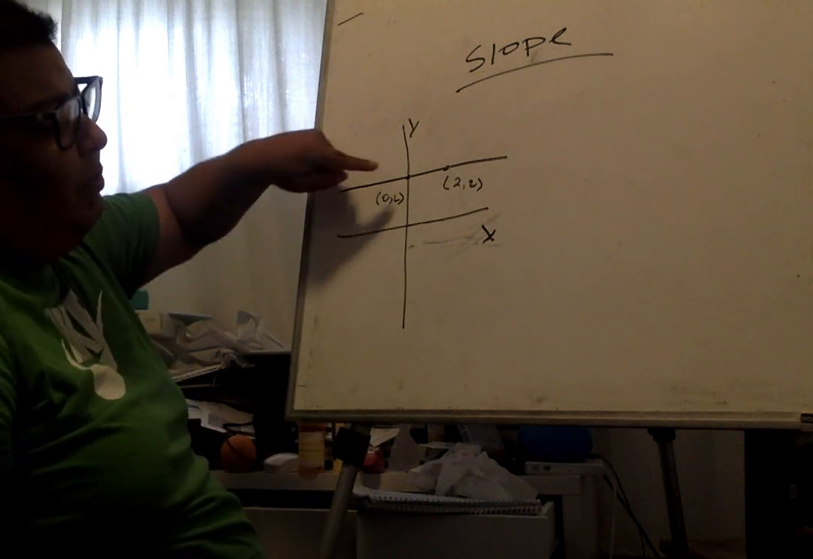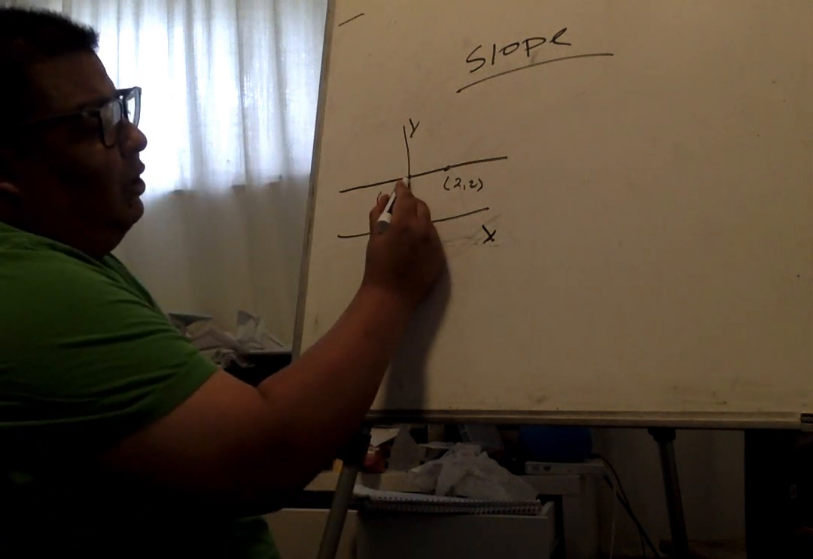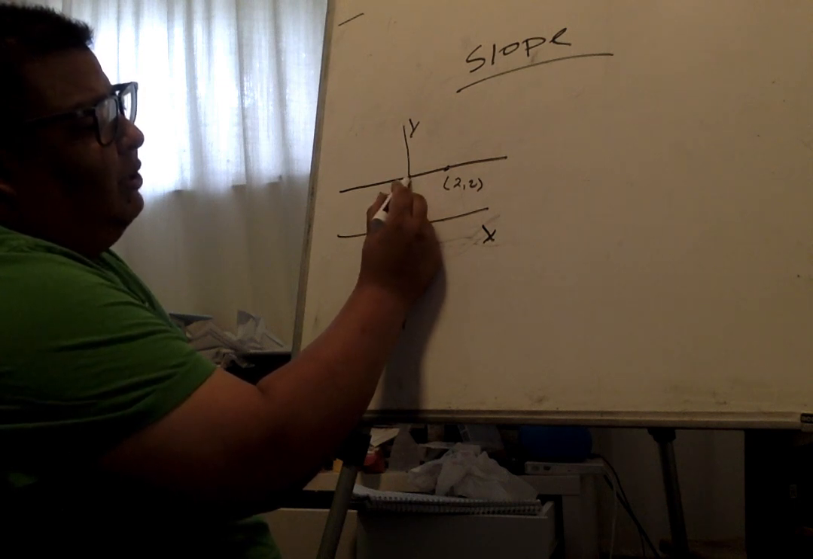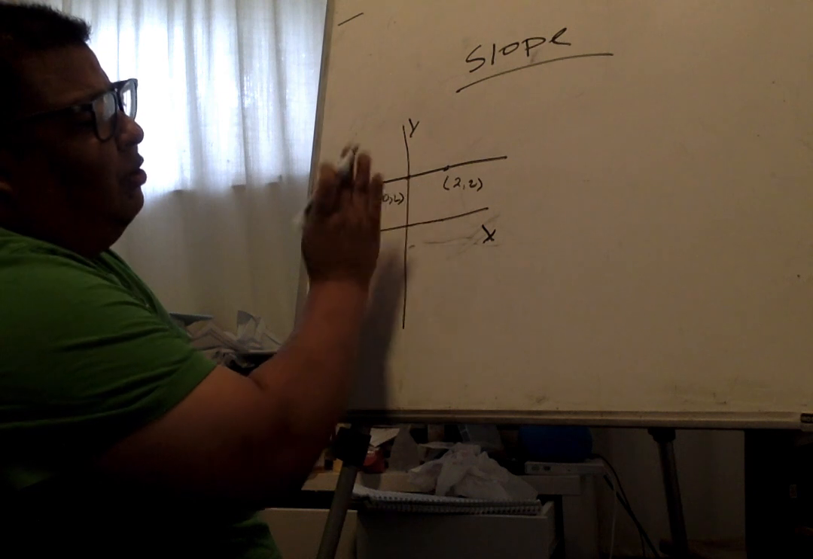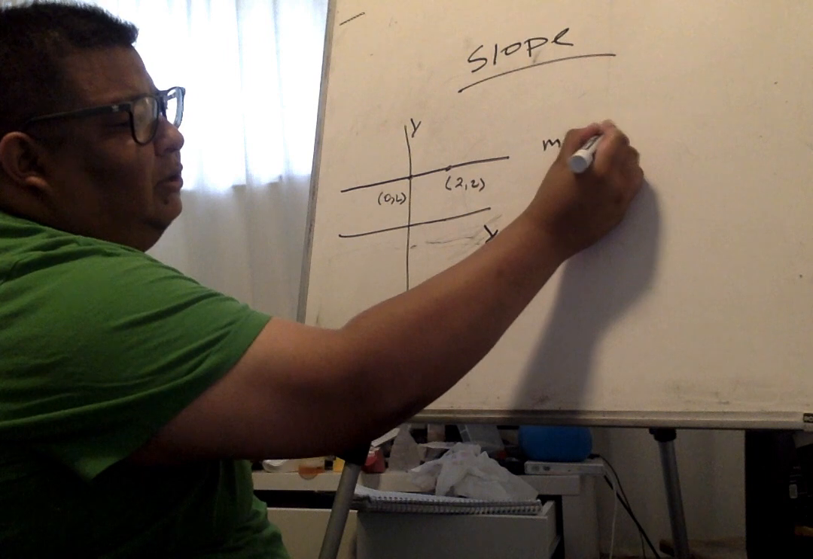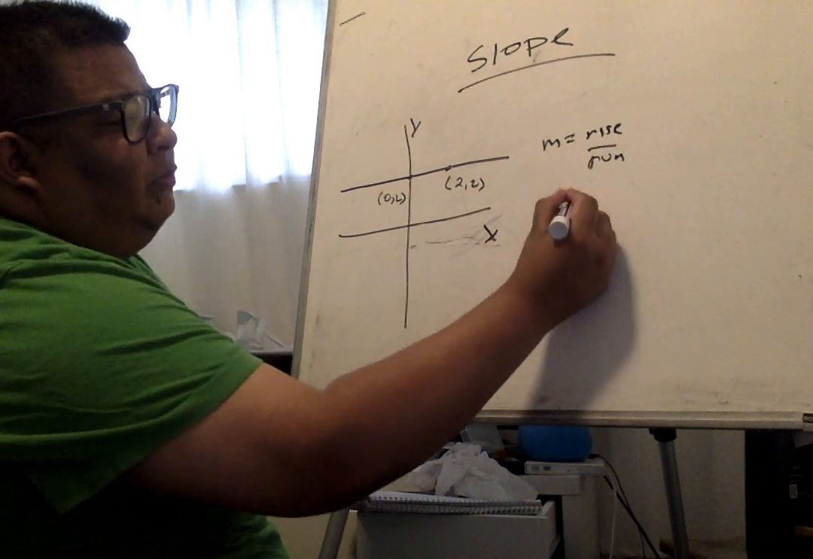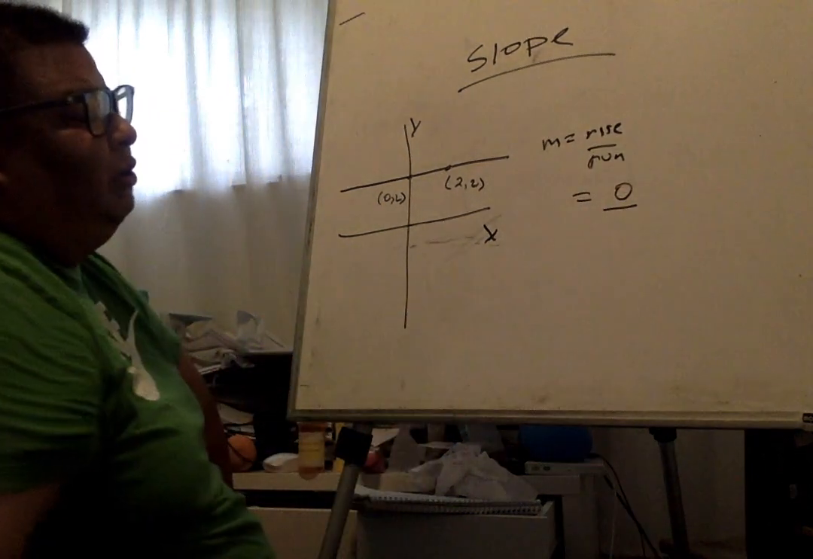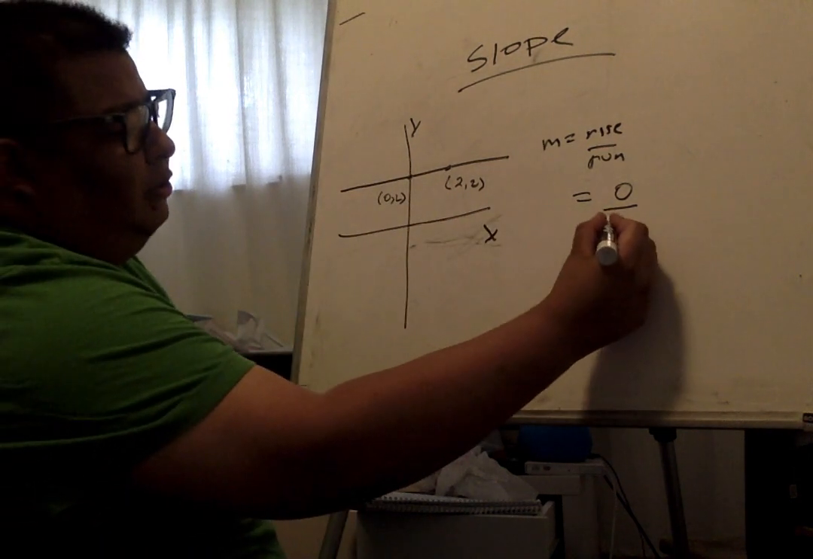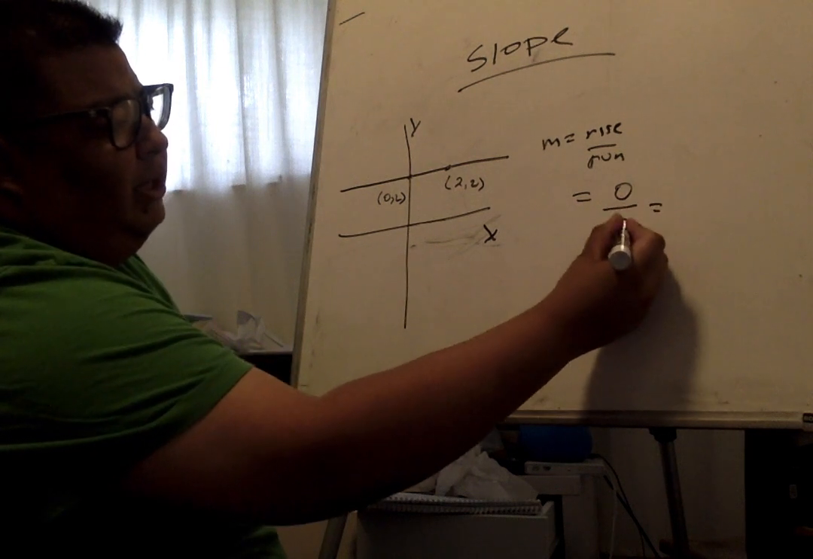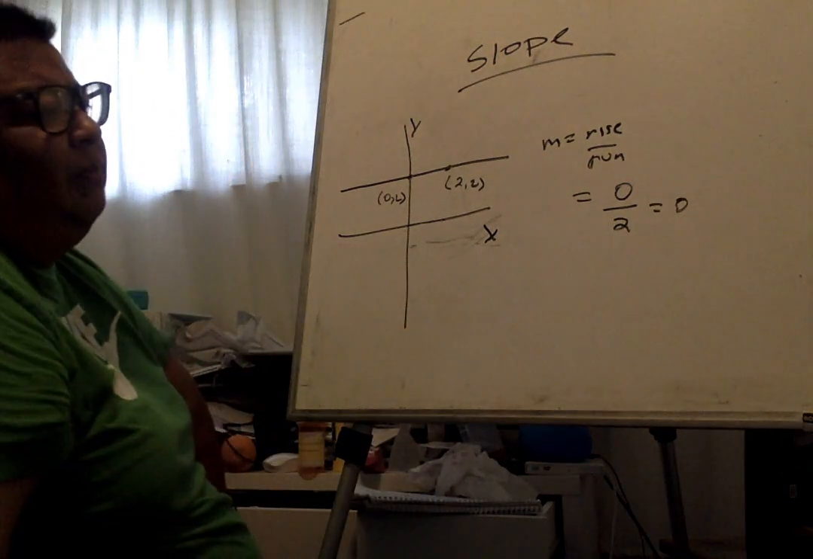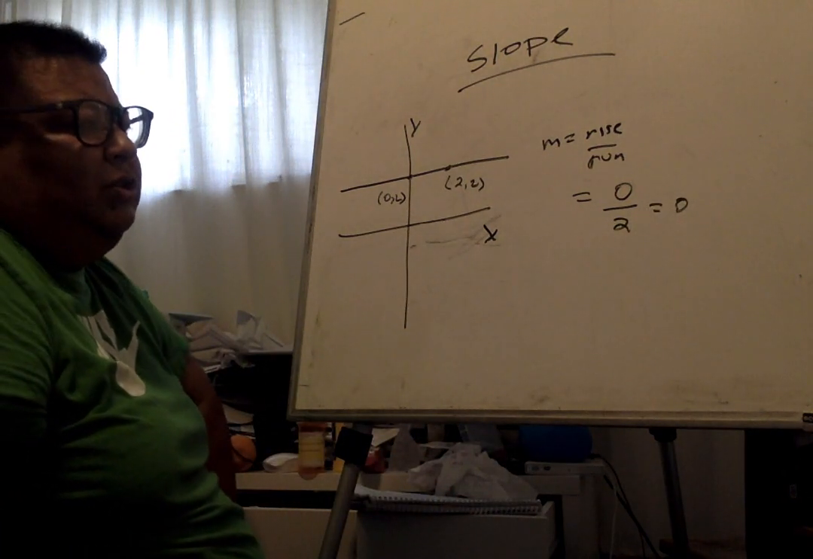So that means that this is flat. That means that the rise is 0 because we don't have any steepness. It's flat. So that means that m, the rise over the run, is equal to 0 over... How many units going from here to here? 2 units. So that means 0 over 2. 0 over any number, except 0, is 0. That means that the slope of a horizontal line is always 0.